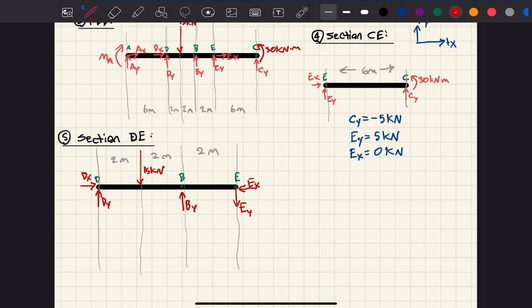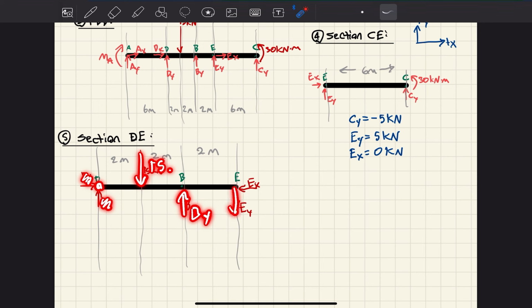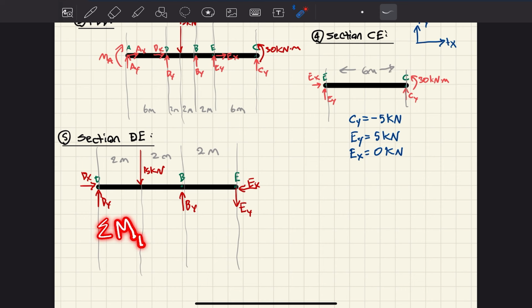Perfect. Again, I'm going to run through the same process. I'm going to take the sum of moments about point D, which gets rid of dx and dy. This will cause a clockwise moment. This will cause a counterclockwise moment. And this will cause a clockwise moment, right? EY will cause a clockwise moment. This will cause a counterclockwise moment. And this will cause a clockwise moment. I'll quickly write that in with this magic pen thing.